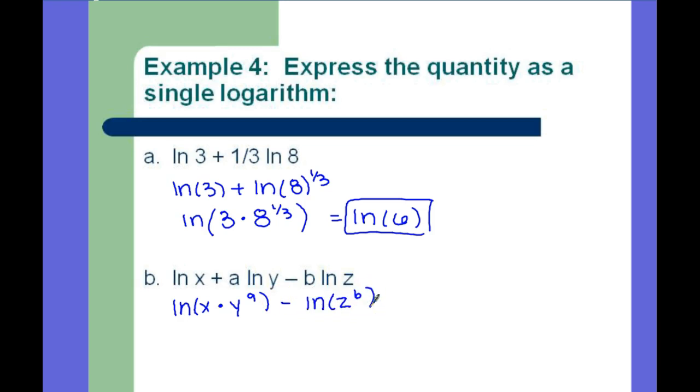So bring in our b. A comes up to y. These addition turns to multiplication, and then your subtraction turns to division.